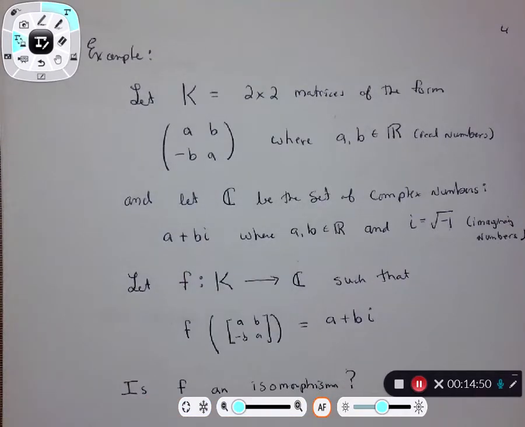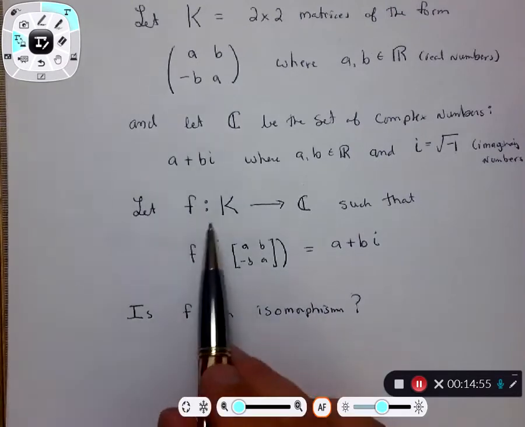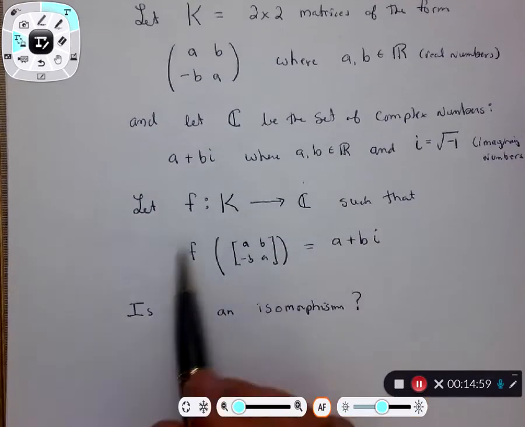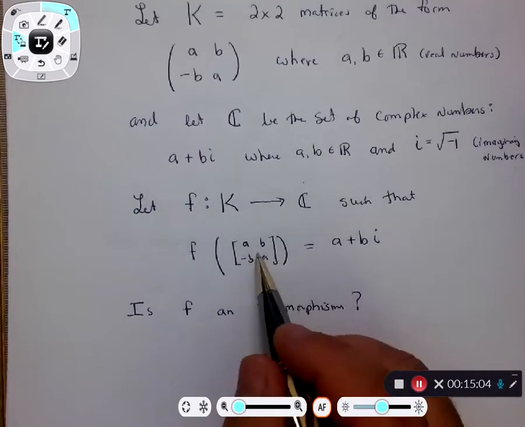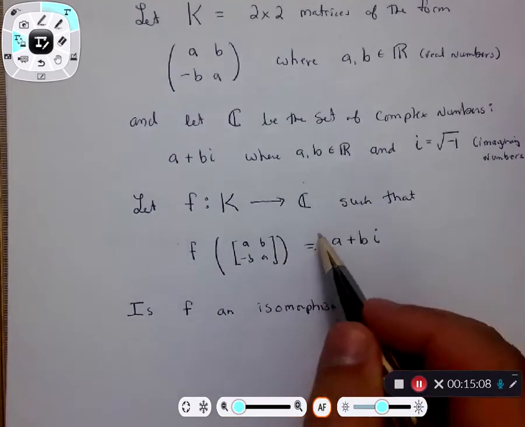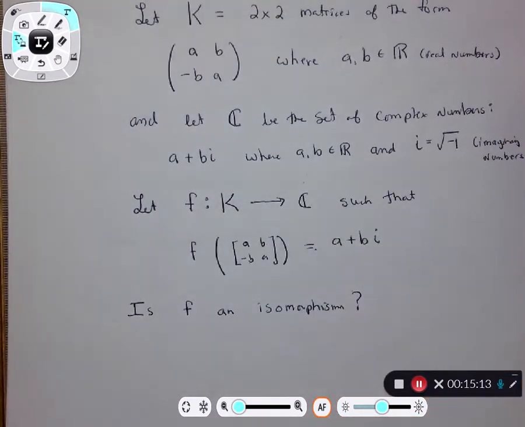Now we're going to create this mapping. We'll call it f. So f takes K into the complex numbers such that, and here comes the mapping, we've got to define these mappings here: f of K, which is a special matrix [a, b; -b, a], is equal to a plus bi. Now the question is, of course, is this function f an isomorphism? Is this thing going to be an isomorphism?